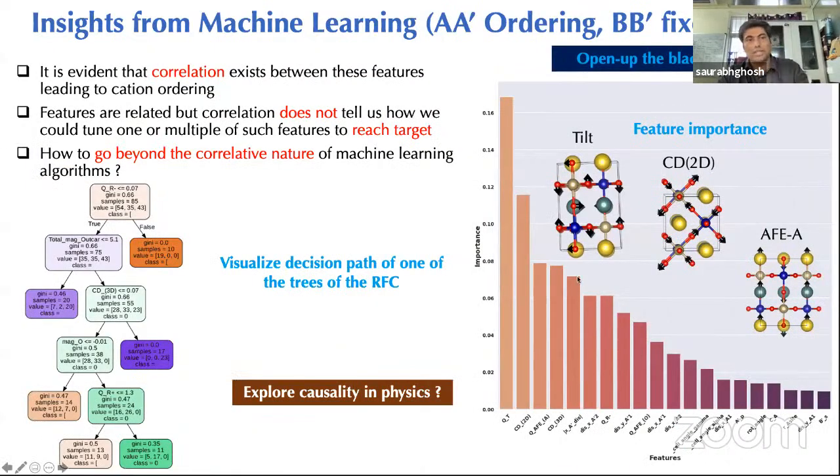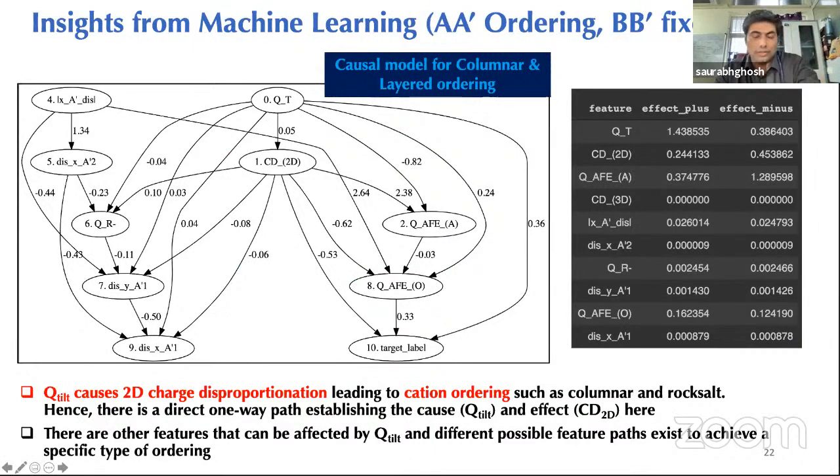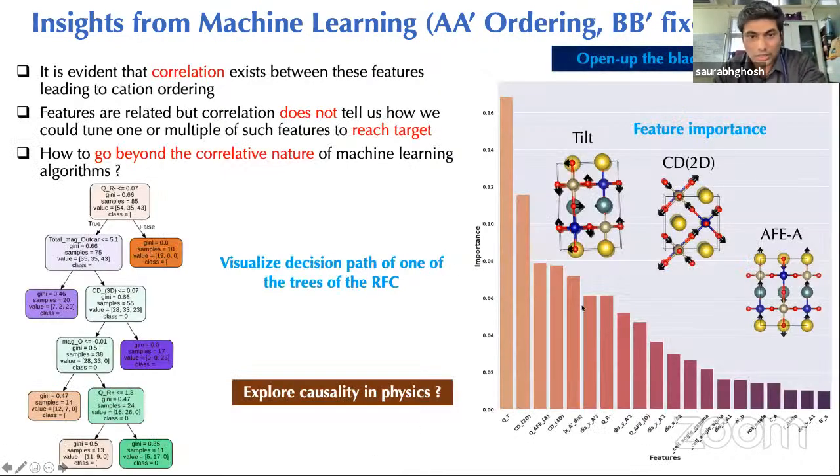Then we did feature selection and feature ranking using the random forest classification model, and we found that these are the three most important structural modes: the tilt, the two-dimensional charge disproportionation, and this antipolar cation displacement. These are the three important modes, the decisive modes, when you are trying to classify your system into layer, columnar, and rock-salt. But are you happy at that point? Because this basically gives you a correlation between different geometry-driven and structural mode-driven features.